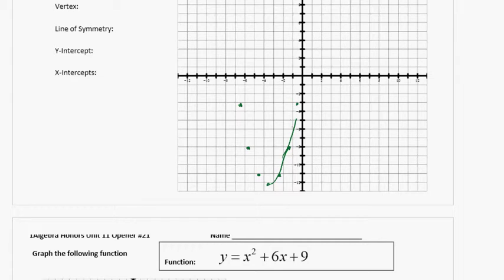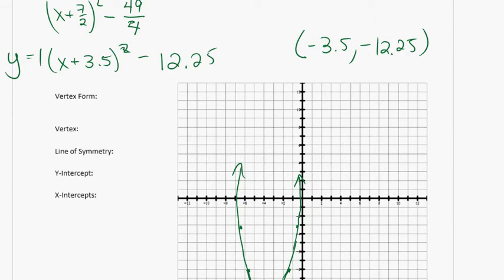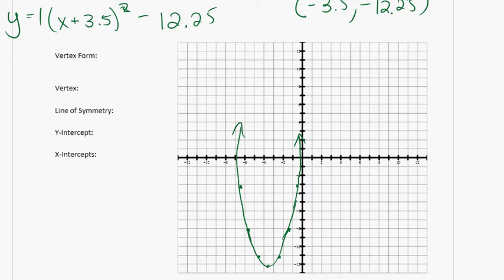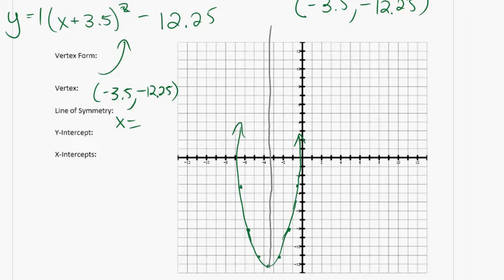So there's lots I know about it now. I know roughly where the y-intercept is going to be, and the x-intercept I can find more exactly. In fact, it's asking me for it, so let's find it. So, the vertex form I've written up here. The vertex is negative 3.5, negative 12.25. The line of symmetry, which you can see in this picture, where you have the same on the left and the right, is x equals negative 3.5.